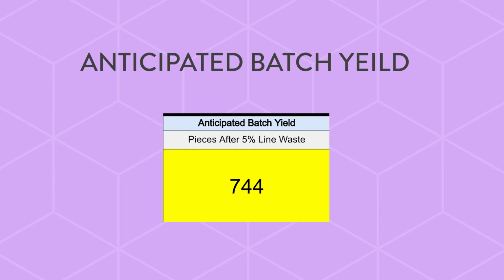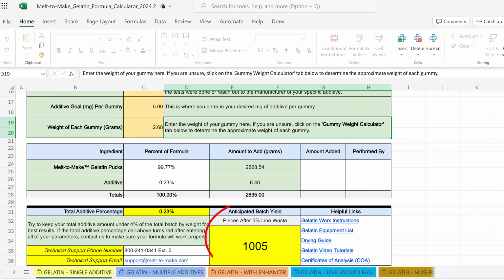Anticipated batch yield. Each calculator now has a section called Anticipated Batch Yield. This section will calculate the number of pieces that you should yield based upon your batch size and the average line waste amount of 5%.